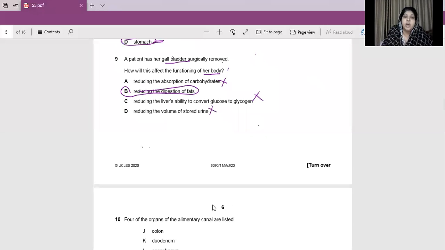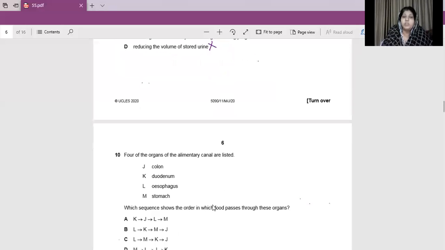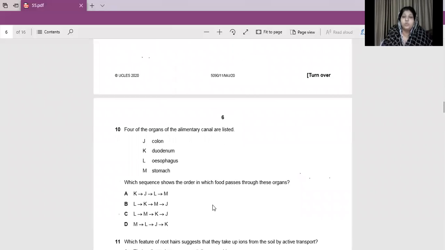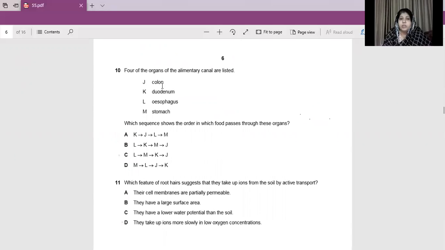Number 10, 4 of the organs of the alimentary canal are listed. Which sequence shows the order in which food passes through these organs? Starting from this one, look at this one, colon, part of the large intestine, then duodenum, small intestine, esophagus and stomach. Now, this is the first one. First one means L, second is stomach, then we have small intestine, then we have large intestine. LMKJ, this one. This is the correct answer.